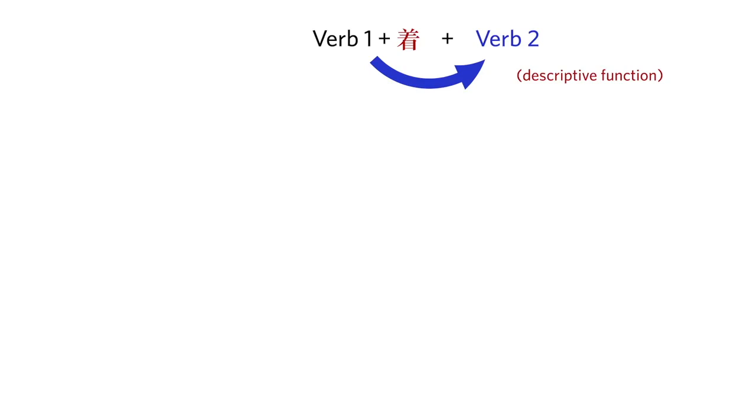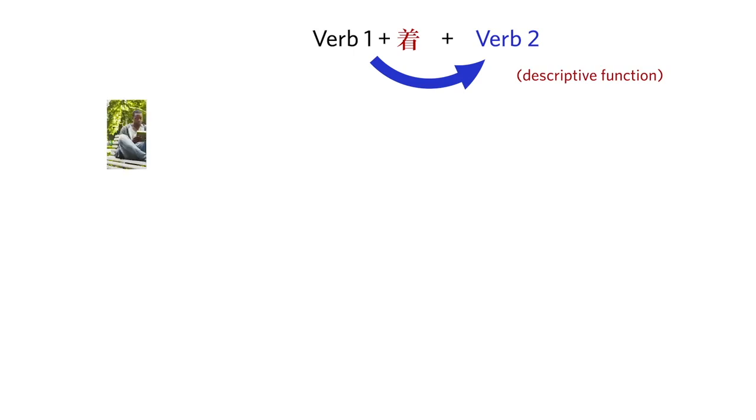Okay, so far we have learned the basic pattern with 着. Next, let's turn to another pattern. In this pattern, 着 is used between two verbs. The first verb plus 着 phrase is used to describe how the second action is performed.